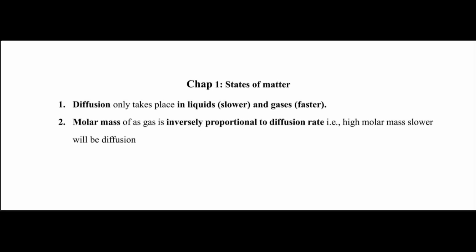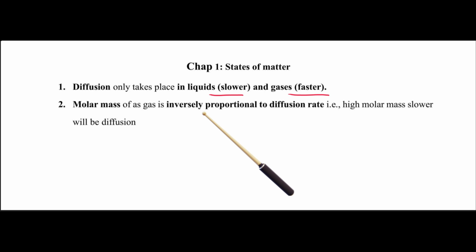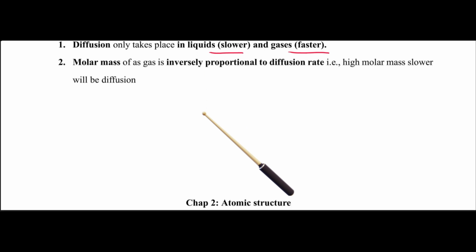First is about diffusion because most of the questions come related to the diffusion in the exam. So the first thing is that you have to remember that diffusion only takes place in liquids and gases, not in solids. And in liquids, the diffusion is slower, whereas in gases, it is faster. Second thing you need to remember about the diffusion is that molar mass of any gas is inversely proportional to diffusion rate. What does it mean? It means that the higher the molar mass of any gas, the slower it will diffuse. Okay, these are the two main concepts that you have to remember from chapter 1 states of matter.